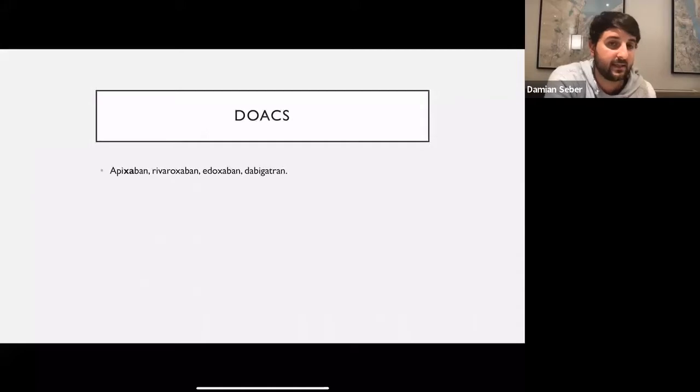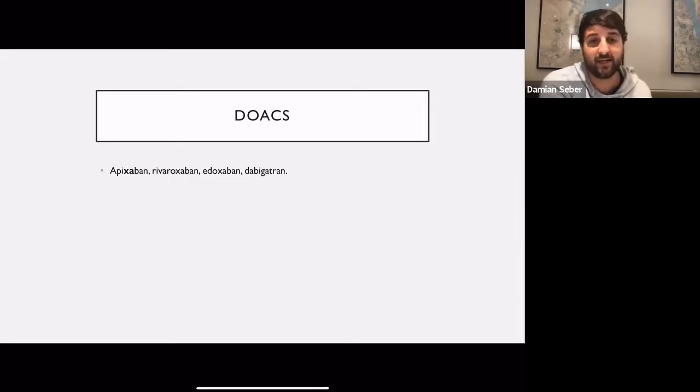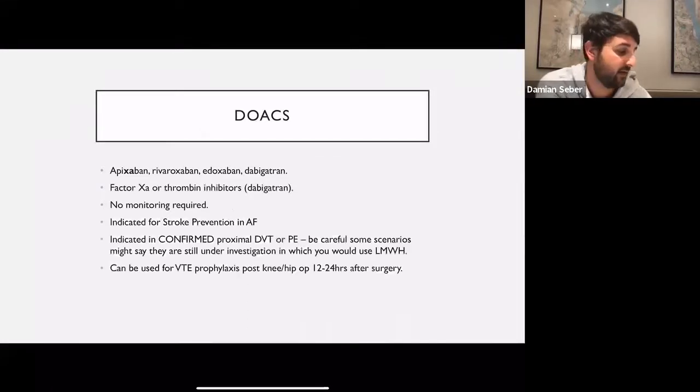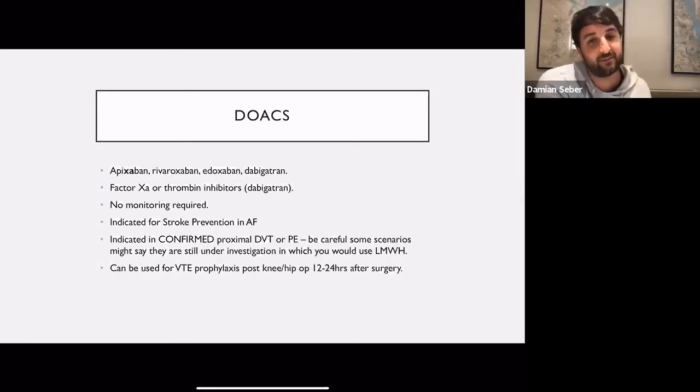So DOACs, these are your things like apixaban, rivaroxaban, edoxaban, and dabigatran. They all have that handy Xa in the name, which tells you they're an Xa inhibitor, apart from dabigatran, because that's a thrombin inhibitor. The good thing about these medications is that they don't require any monitoring, and they're indicated mainly for these 3 things. So stroke prevention in AF, and it has to be non-valvular AF. For example, rivaroxaban isn't licensed for patients who've got mechanical valves, but I don't think they'll go to that level of complexity in your exam.